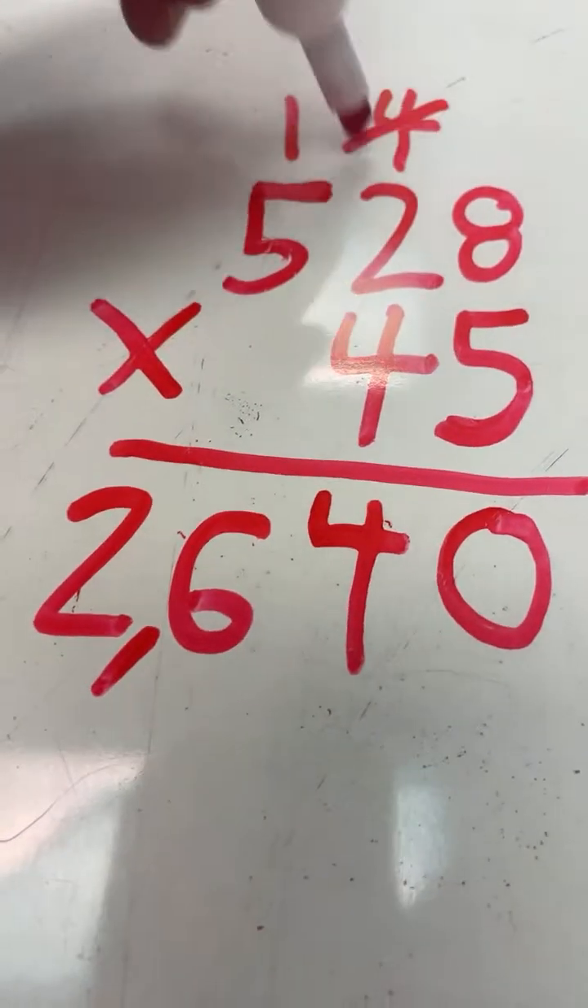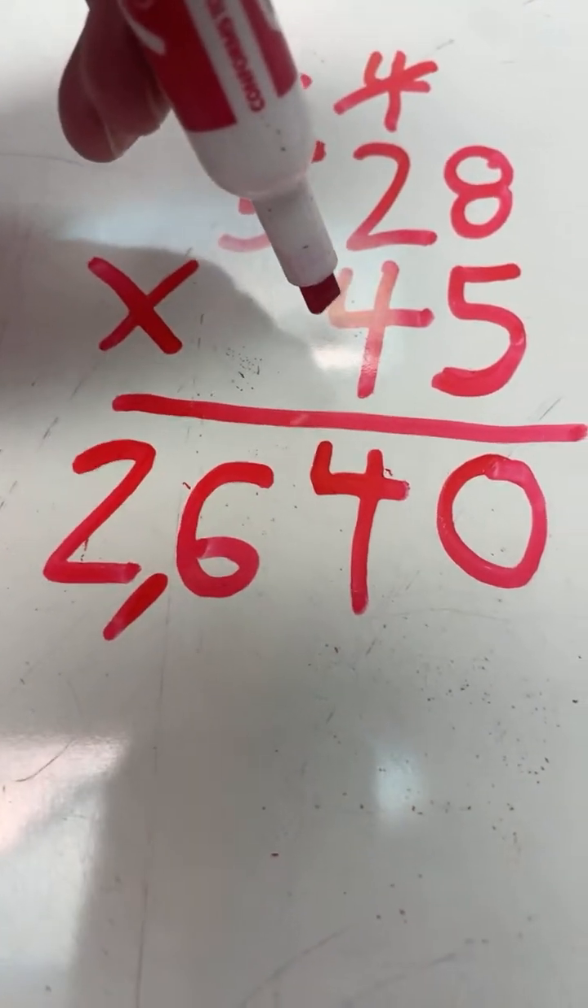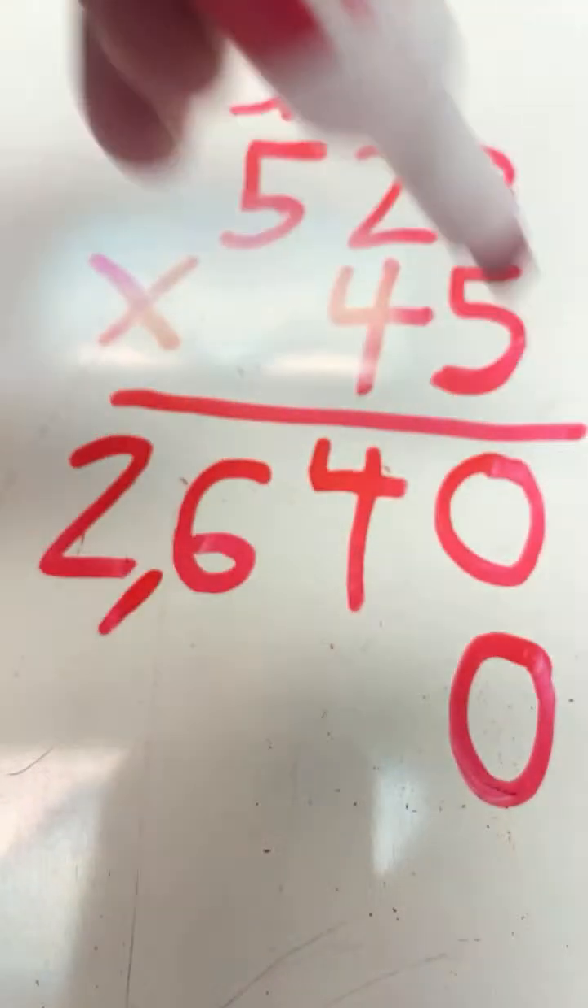Now, before we multiply the top 3 digits times the bottom digit in the tens place, we got to put a 0 in the ones place since both digits in the ones place have already been multiplied. Do not forget that step. That is very important.